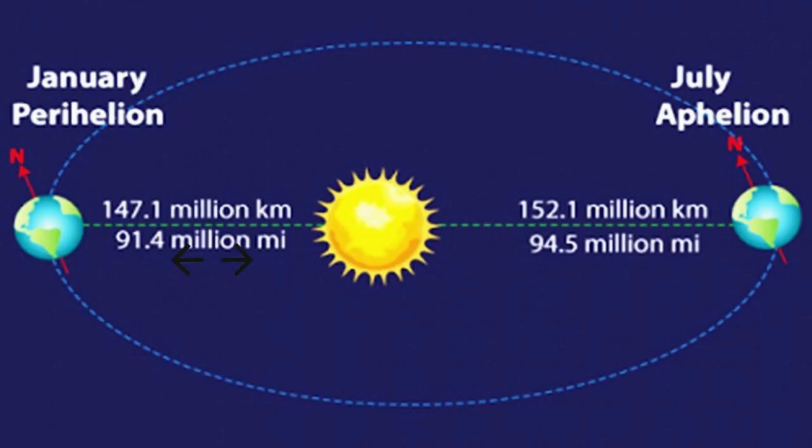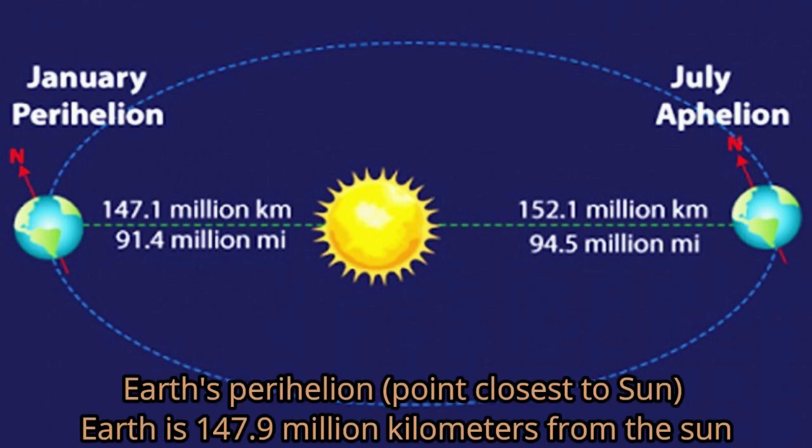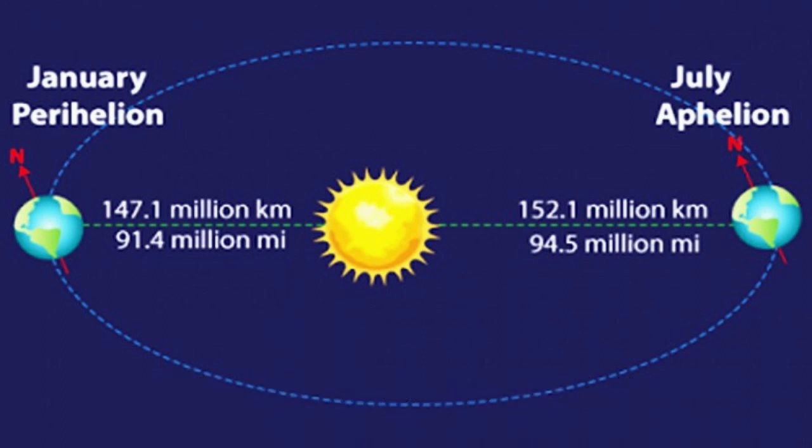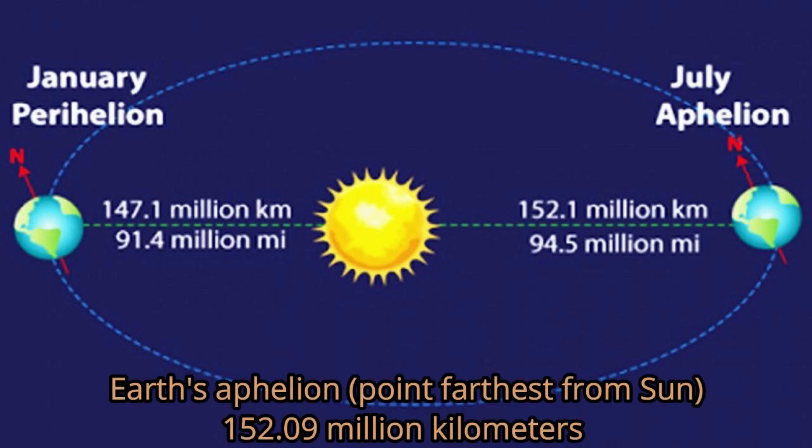The day on which the Sun and the Earth are nearest is called perihelion, and the day on which the Earth and the Sun maintain the farthest distance is called aphelion. At its near point, that is perihelion, Earth is 147.9 million kilometers away from the Sun, and at its farthest point, that is aphelion, it is 152.09 million kilometers away from the Sun.